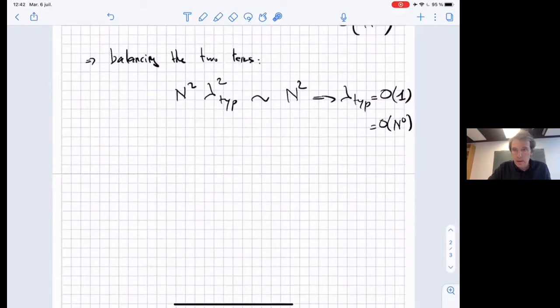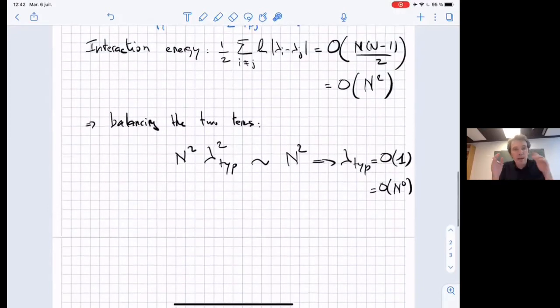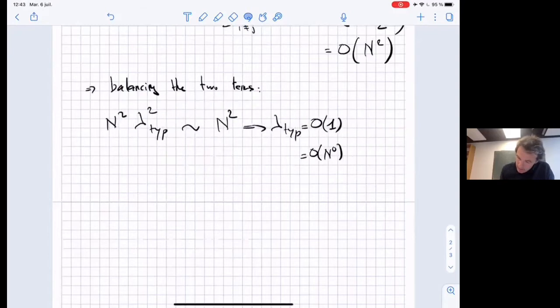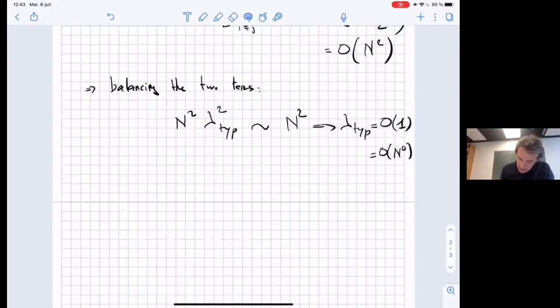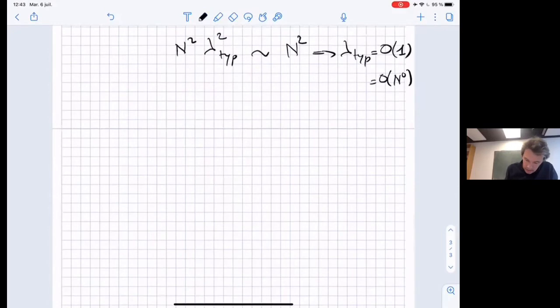Okay, very good. So that suggests, at least it's not a proof, but that suggests that typically the eigenvalues are of order one. And in fact, to be more precise about that, what we can do is to just compute the density, the eigenvalue density, okay? So that's really what we will do.